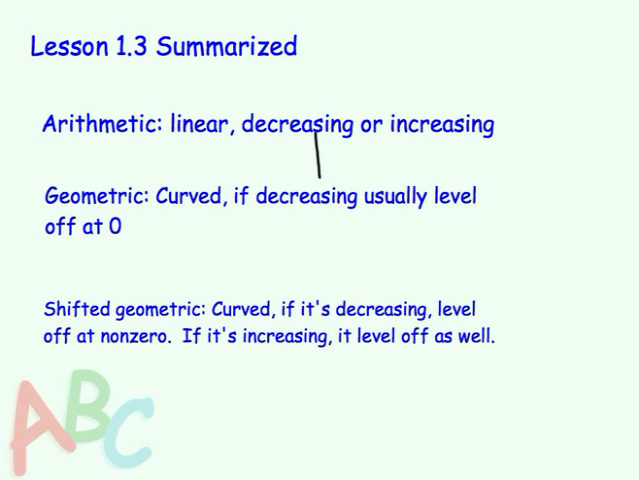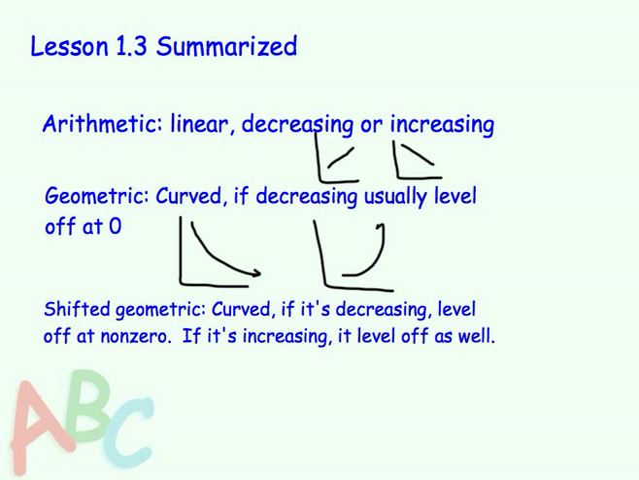Let me make a graph of that. This is arithmetic. Same amount, same value, common difference. Geometric, if it's decreasing, it usually looks like this because it will level out at 0. If it's increasing, it looks like this. Shifted geometric, if it levels out, it will level out at non-zero. If it's increasing, it will also level out. We're going to explore more graphing of our sequences in lesson 1.4.